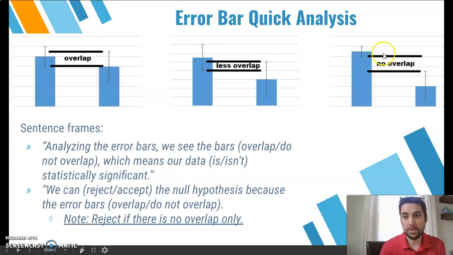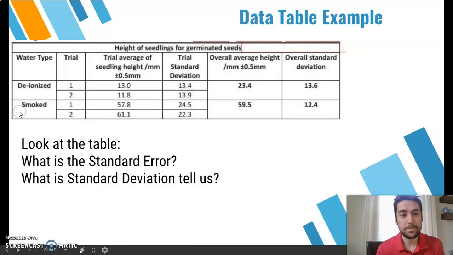If I was doing it for this one, I would say, analyzing the error bars, we see the bars do not overlap, which means our data is statistically significant. We can reject the null hypothesis because the error bars do not overlap. Boom. Two straight sentences, two solid points probably on the AP test.